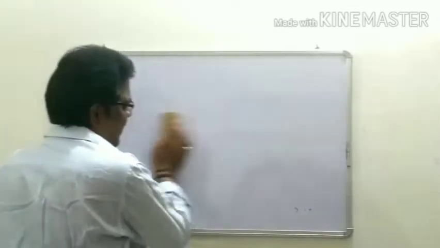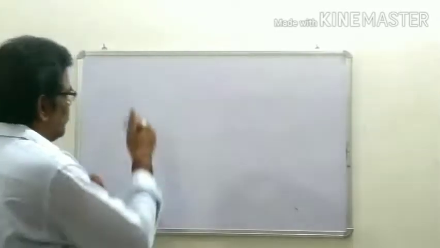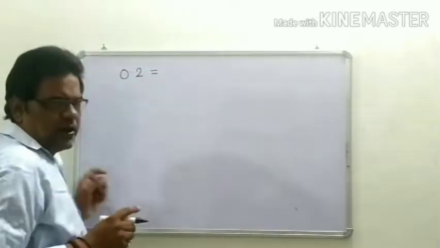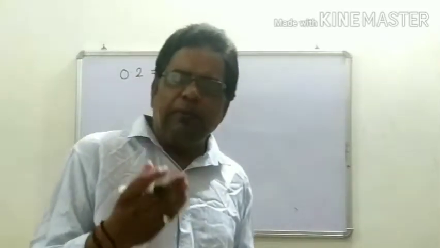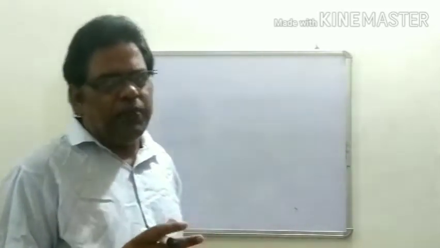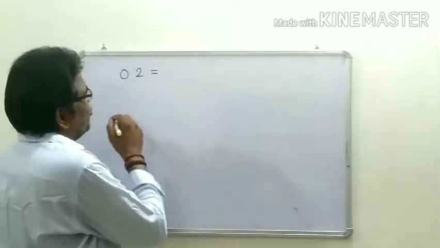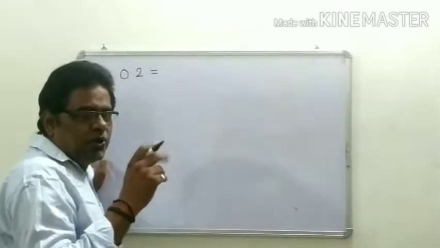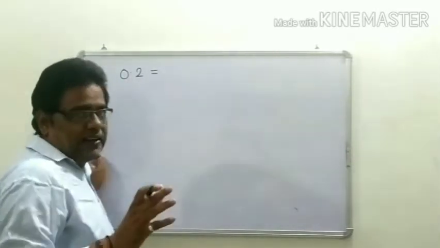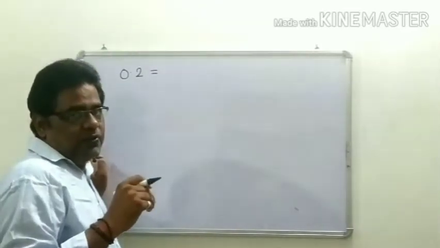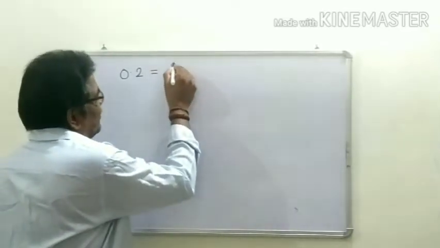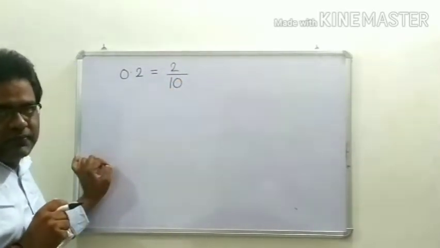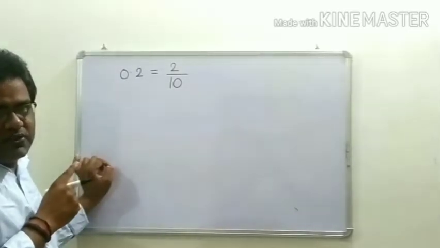Now I will take some examples. If I write 0.2, you have to very clearly see what I am writing and what I mean to say. You have to concentrate here. If I write 0.2, now you have studied in a lower class, if you are given this and asked to convert this into fraction form, what you had done? You had done this, 2 upon 10. I hope everyone knows this.